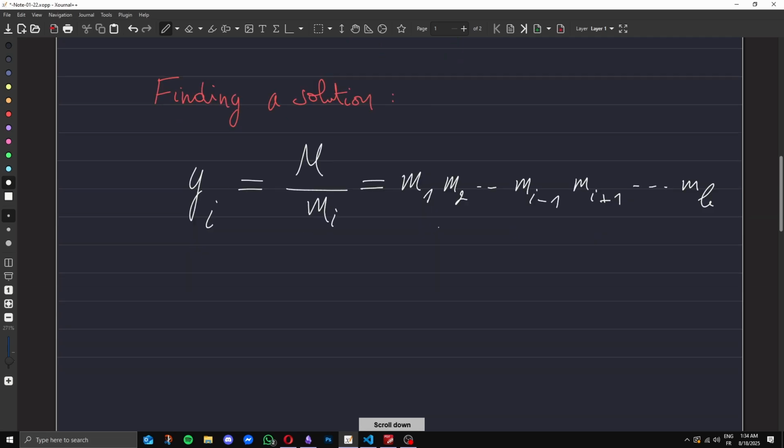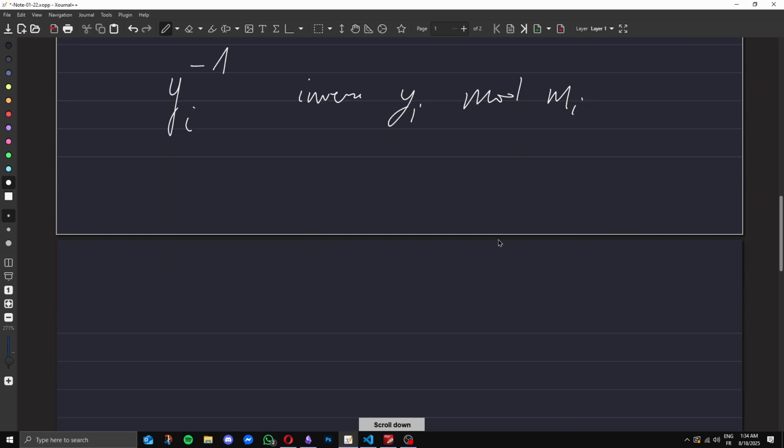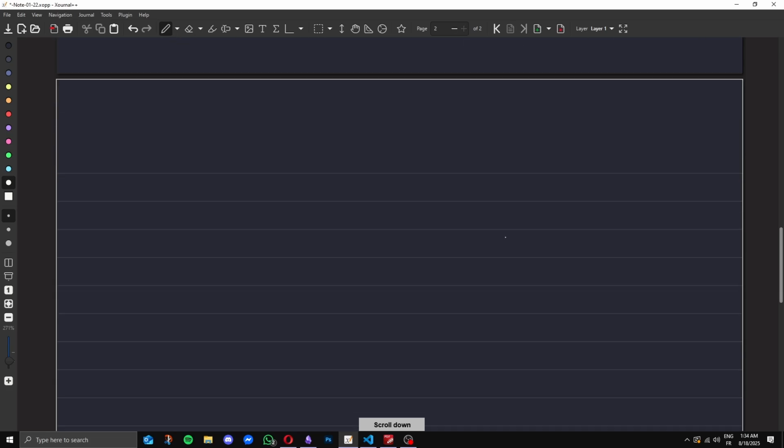Now, we're also going to define another sequence, which is going to be yi to the minus 1. This does not mean the reciprocal. That's not the inverse in the usual sense. It's the modular inverse. So it's the inverse of yi modulo mi.